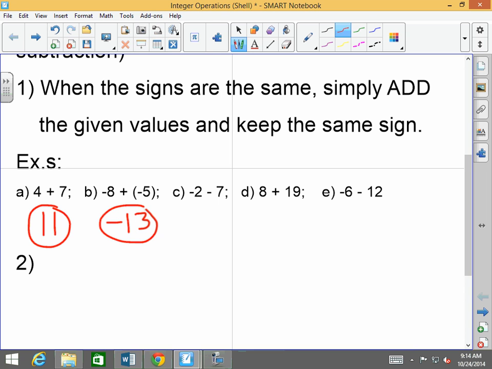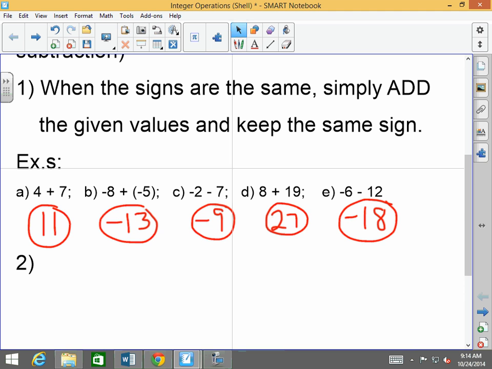You have a negative 2 minus 7. The sign of the 2 is negative, the sign of the 7 is negative, so you add and keep the sign, negative 9. 8 plus 19. The sign of the 8 is positive, the sign of the 19 is positive, so you add and keep the sign, 27. You have negative 6 minus 12. The sign of the 6 is negative, the sign of the 12 is negative, so you simply add and keep the sign. So when the signs are the same, simply add and keep the same sign.